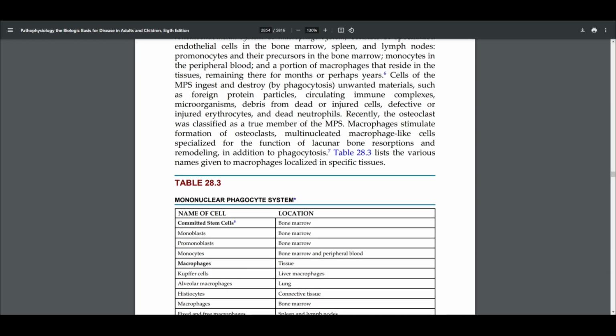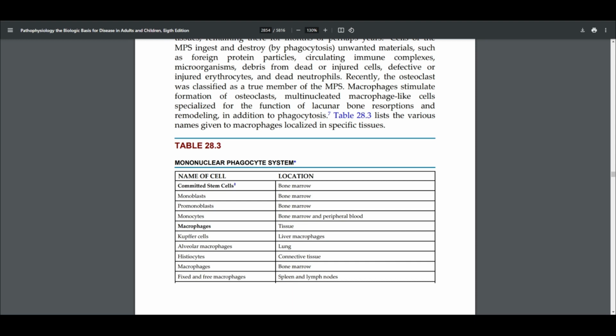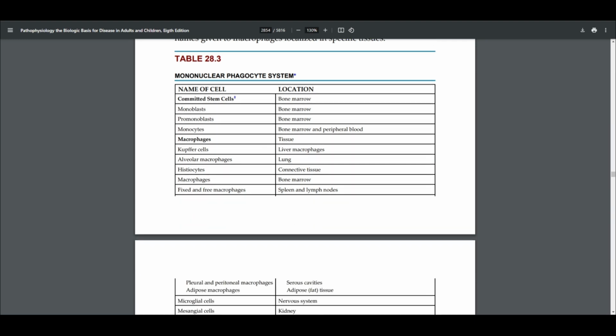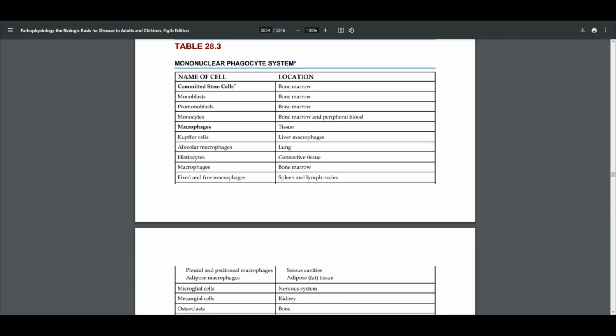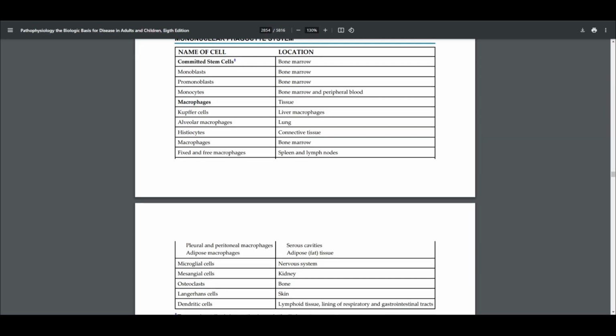The following table lists the various names given to macrophages located in specific tissues. So here's a good spot to hit pause if you're unfamiliar with the different kinds of mononuclear phagocyte systems. So here it's all in one spot, a good spot to hit pause.